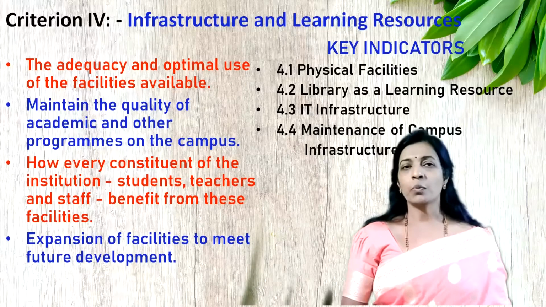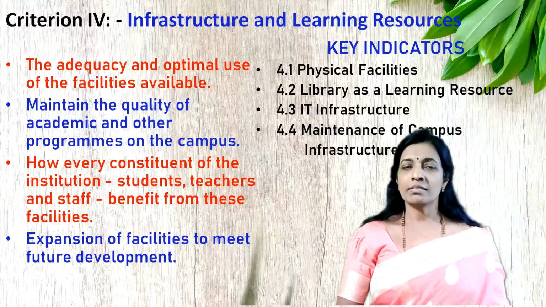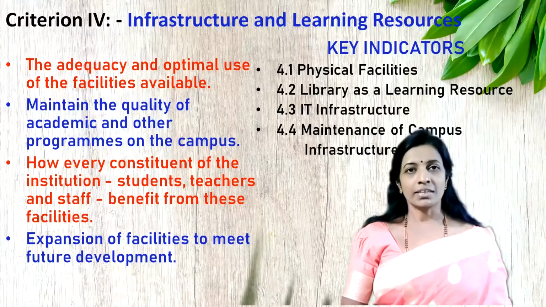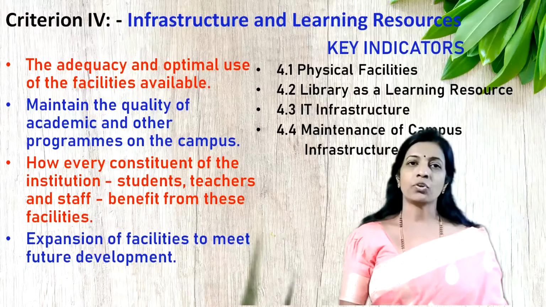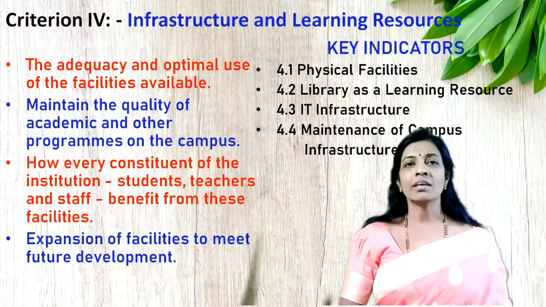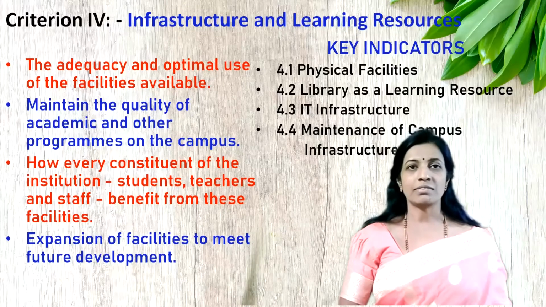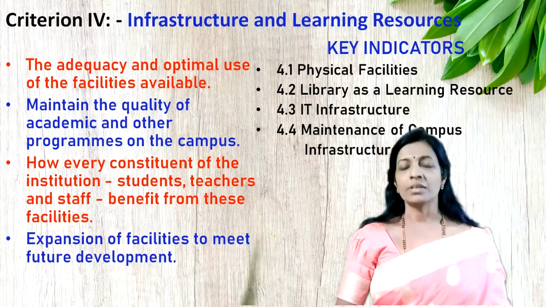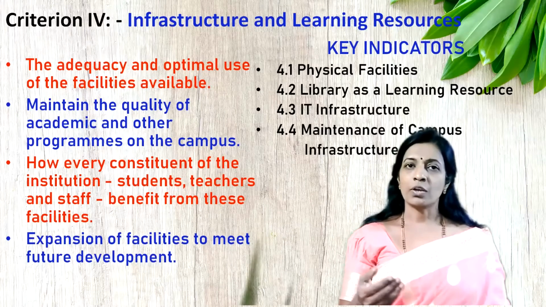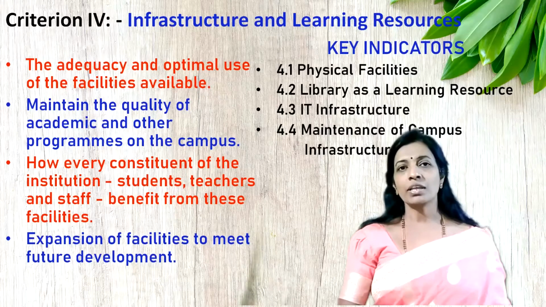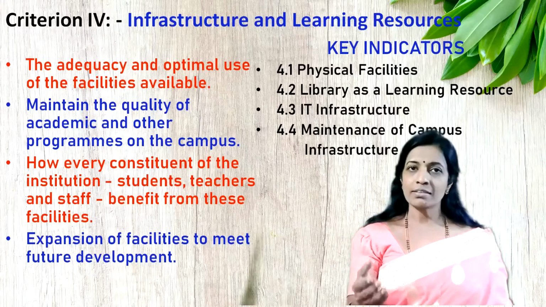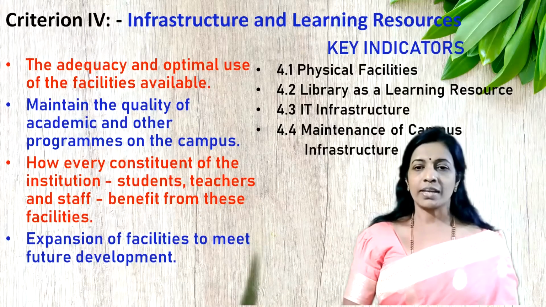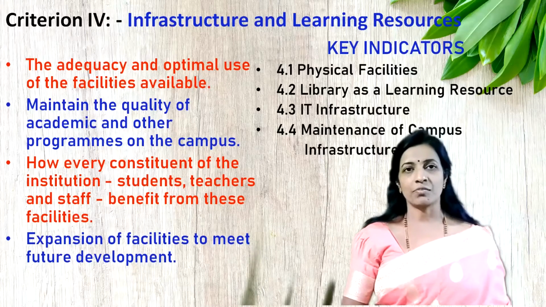For we who are working in government colleges, the introduction of the LMS, that is the Learning Management System, in the teaching learning process, and the introduction of the UUCMS, that is the Unified University and College Management System, in the administrative work, has brought about a lot of relief and will surely give us extra points under this key indicator. The last key indicator under this criteria, that is maintenance of campus infrastructure.